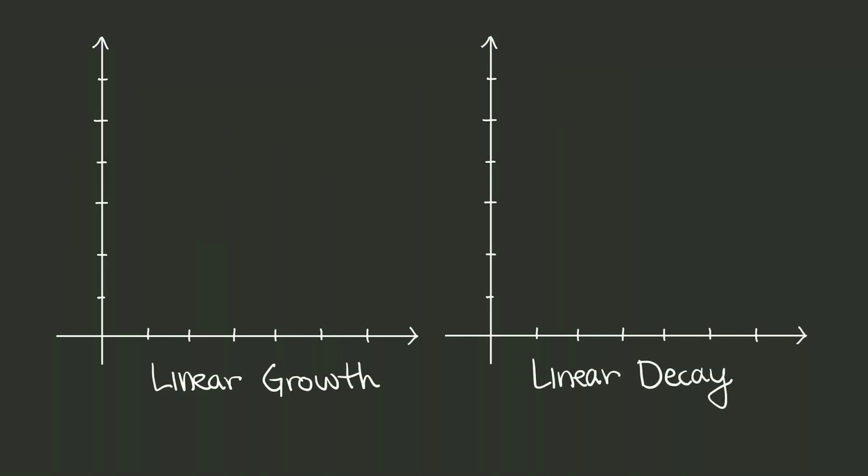We'll always recognize a graph of linear growth. We'll have a straight line that goes up as we move from left to right. Linear decay, on the other hand, is going to go down as we move from left to right, but it will still be a straight line.